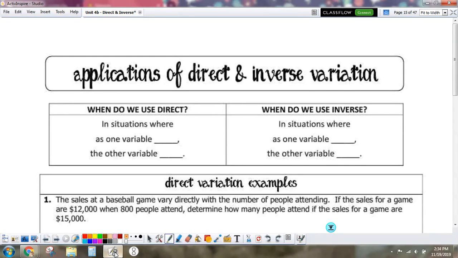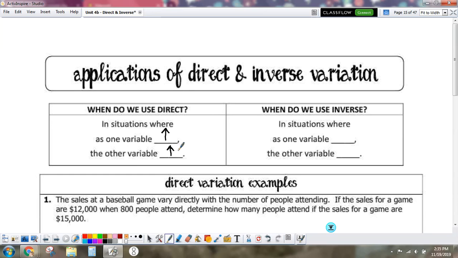So now that we've talked about direct and inverse variation, we can apply what we've learned to word problems. There are different situations where you're going to use direct and different situations where you use inverse. If you're using direct variation, you're going to make sure that you're looking for both variables to be increasing. As one thing is going up, so is the other.